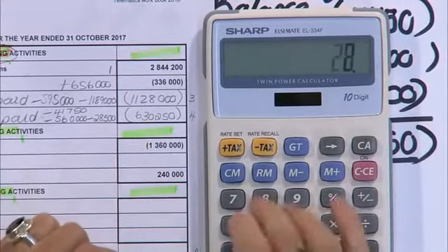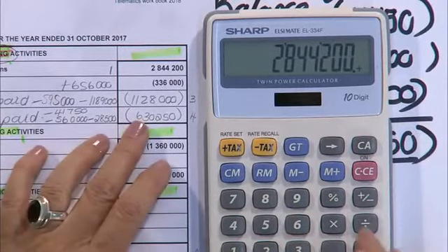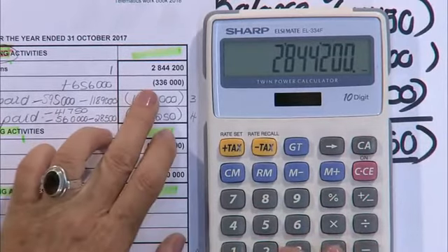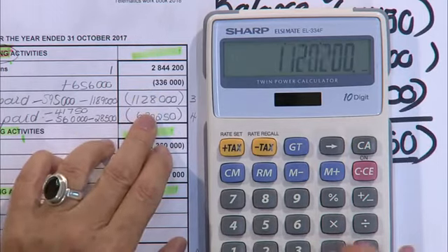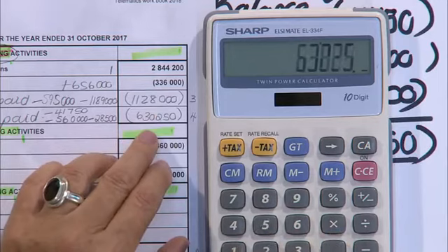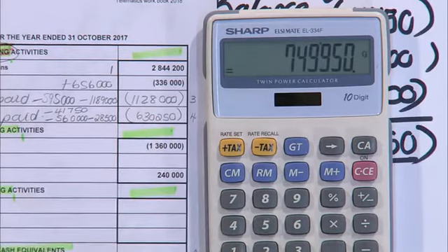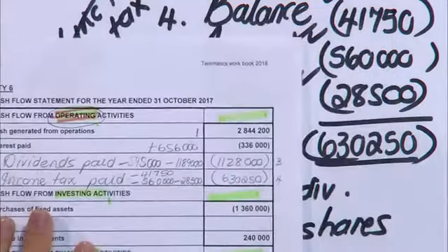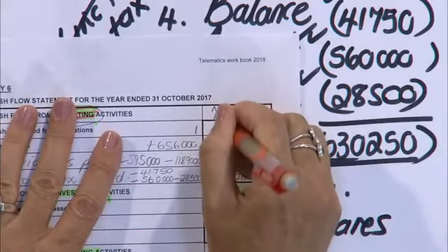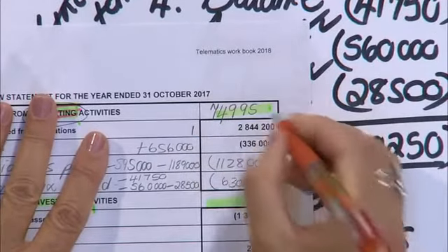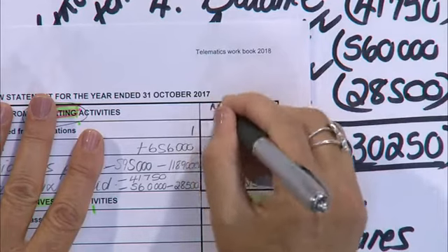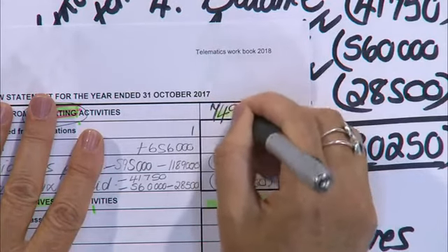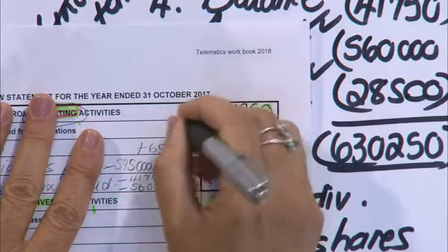Too many zeros. 2,844,200 plus, no, bracket, minus 336,000 minus 1,128,000 minus 630,250 equals 749,950. 749,950. Maybe not that clear, but hopefully you can see that. I wonder if I mustn't change to a pen. Let's see how the pen looks. 749,950. Right. Section A done.